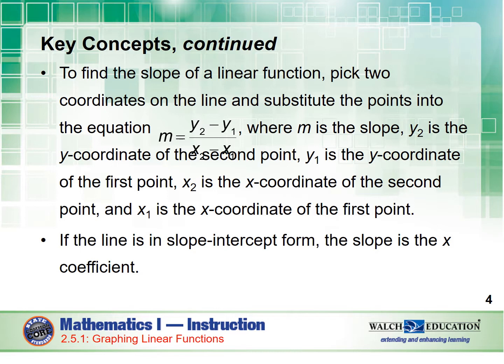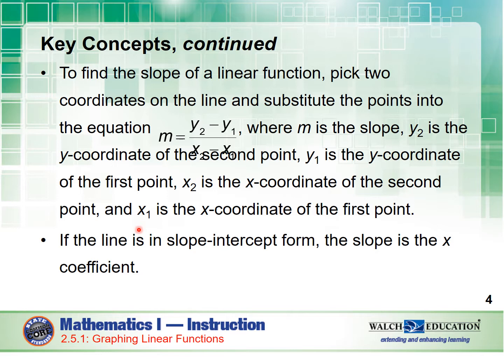And that is a little bit fuzzy. Right here, it's x2 minus x1. And again, m is the slope, y2 is the y-coordinate of the second point, y1 is the y-coordinate of the first point, x2 is the x-coordinate of the second point, and x1 is the x-coordinate of the first point.